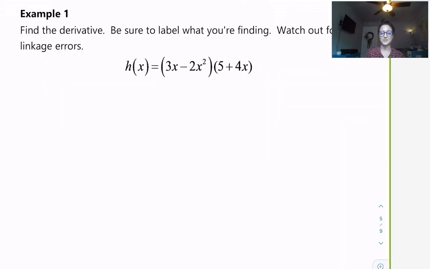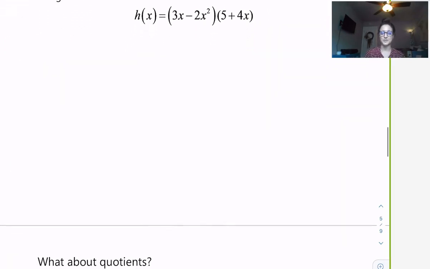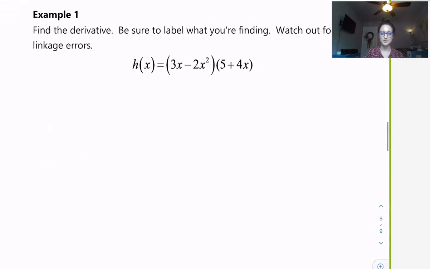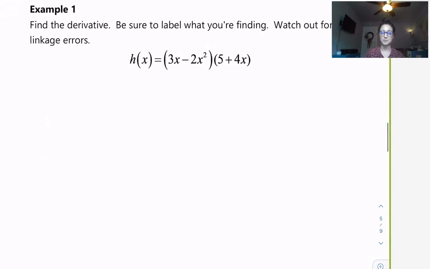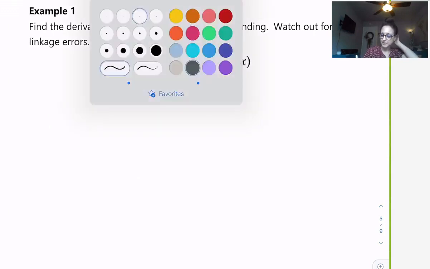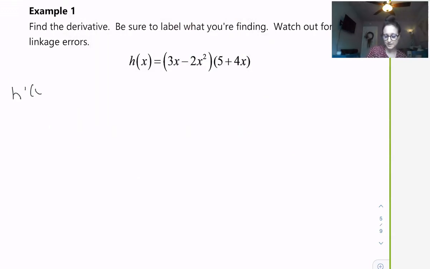All right, so I'm going to force a pause on your screen. Let's bring this up a little bit. Can you write h of x on your screen? And then we will do this together. All right, so it says example 1, find the derivative. Be sure to label what you're finding and watch out for linkage errors. Okay, so what am I finding? I'm finding h prime, and I know I need product rule here.